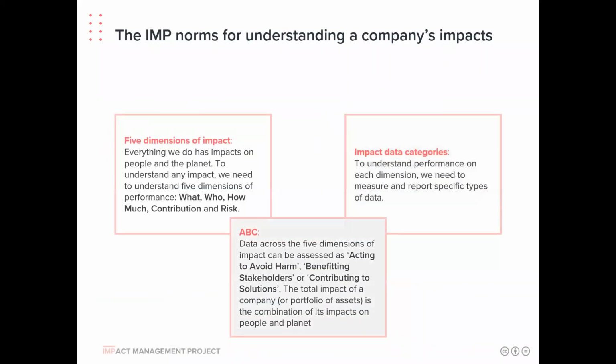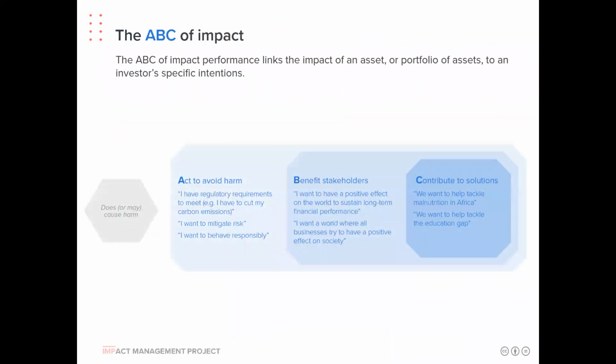I just want to wrap this up with the so what. The final thing that the IMP did in terms of these norms was to say, if you look at performance, whether you're using a proxy relative to a threshold, or you're able to get a full data set across those dimensions, you can interpret it and tell a story. If you don't have a data set, then clearly that impact could be causing harm. So that's a given.